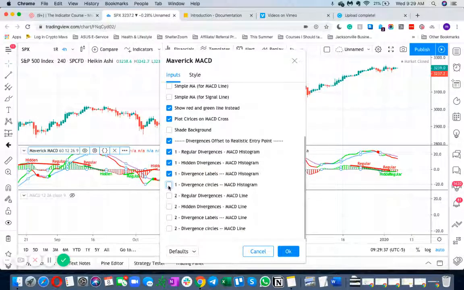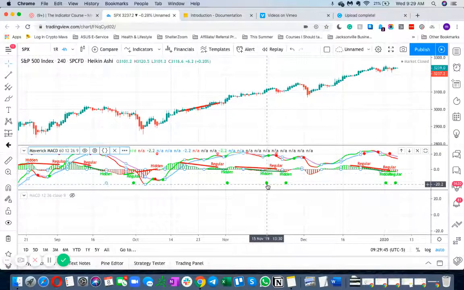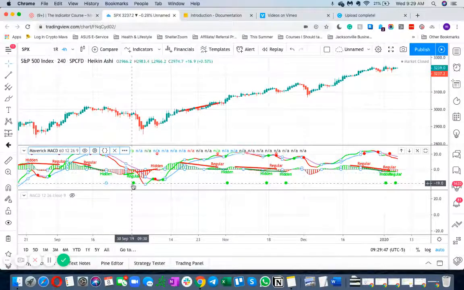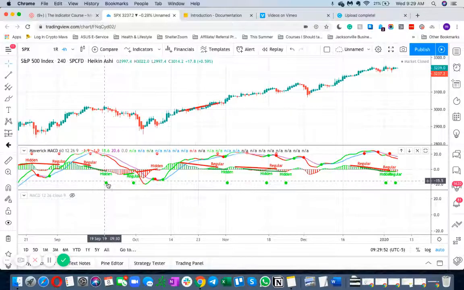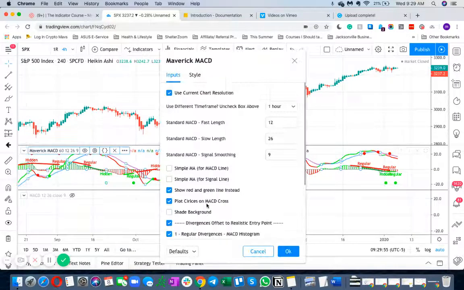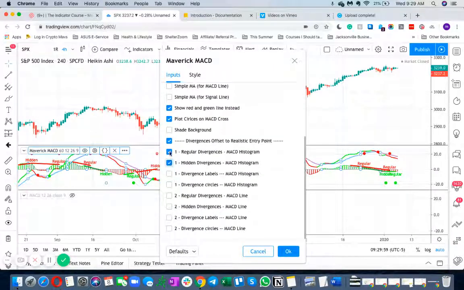So we also have divergence circles, which is kind of like this circle here on the MACD line cross. It shows you where the actual divergence occurred. It's just a visual representation on your chart. This is where you would actually receive the alert. Anyway, that's basically it for this indicator.